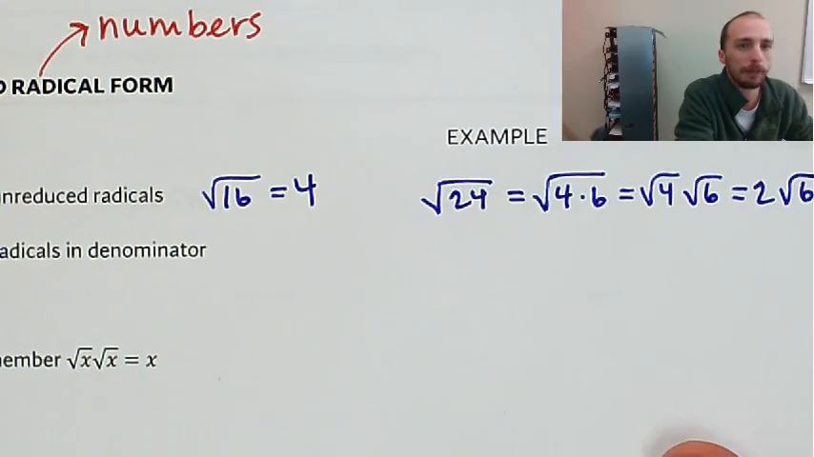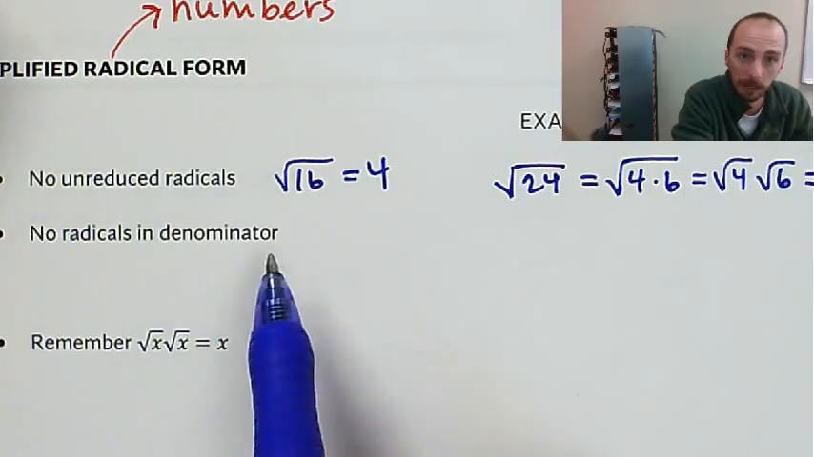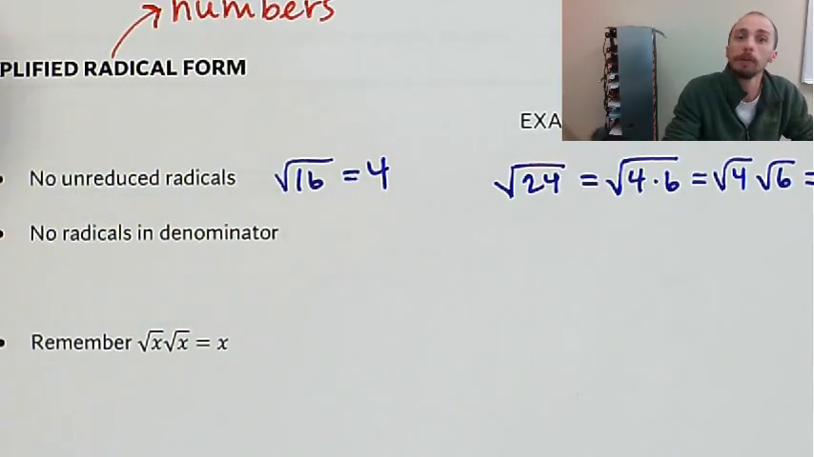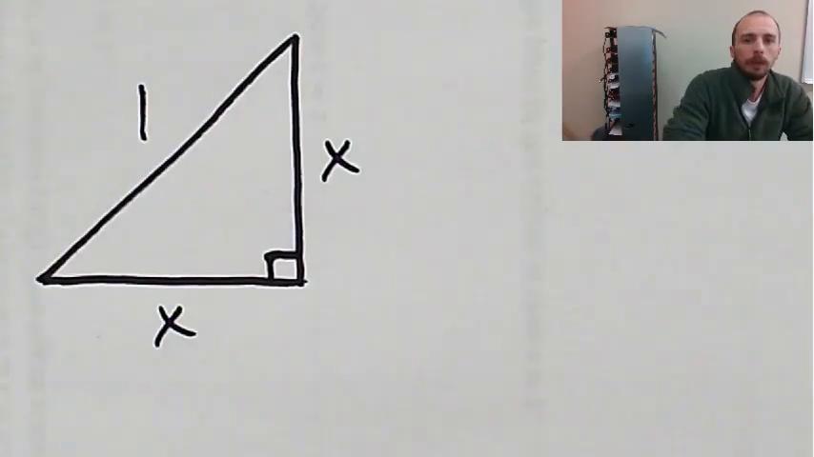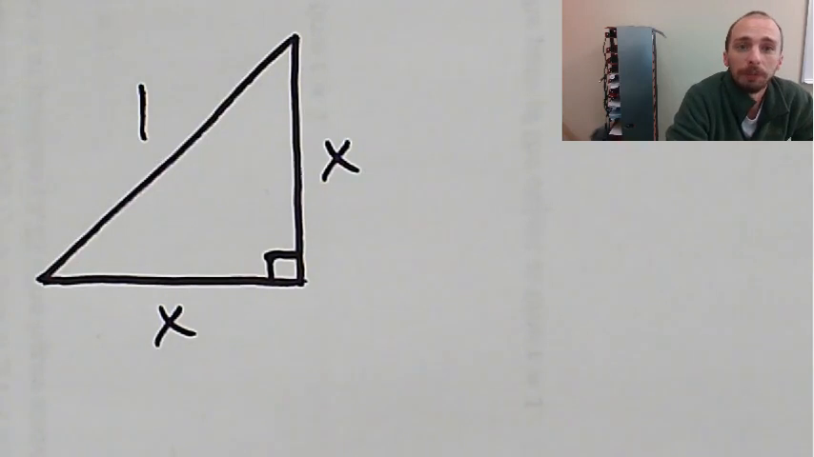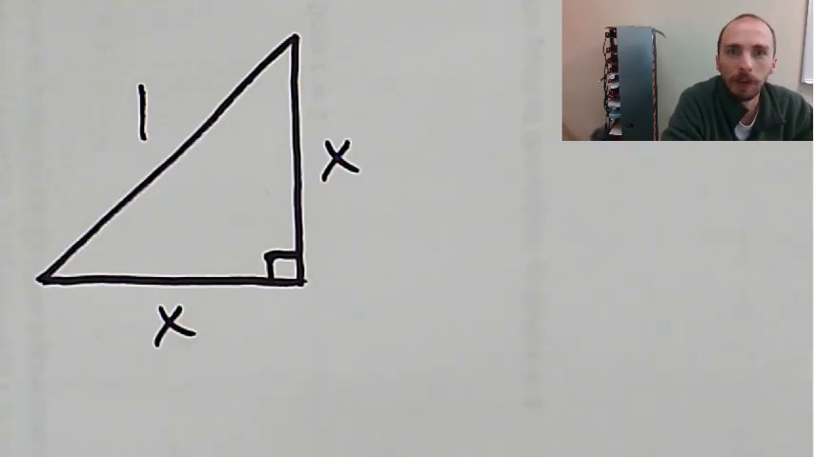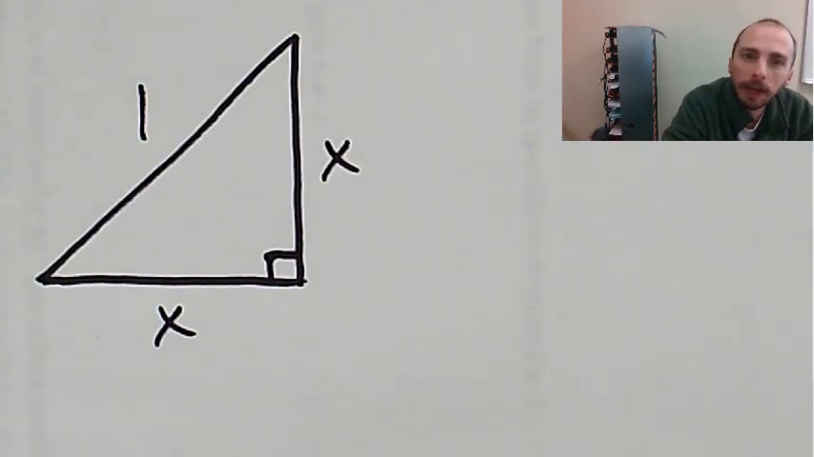The other thing that we have to be careful about is radicals in the denominator. Now, I'm going to show you how this could happen and what we do to fix it. But the discussion on radicals in the denominator, why do we even care? I'm actually going to save that for a different discussion. So the example I want to bring up that would cause a radical in the denominator is: find the value of x. Here we've got a 45, 45, 90 triangle. The hypotenuse is 1. What's the value of x?